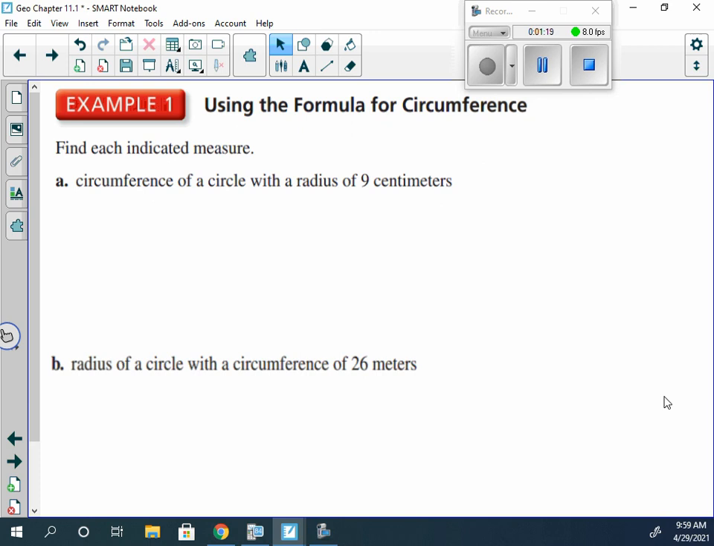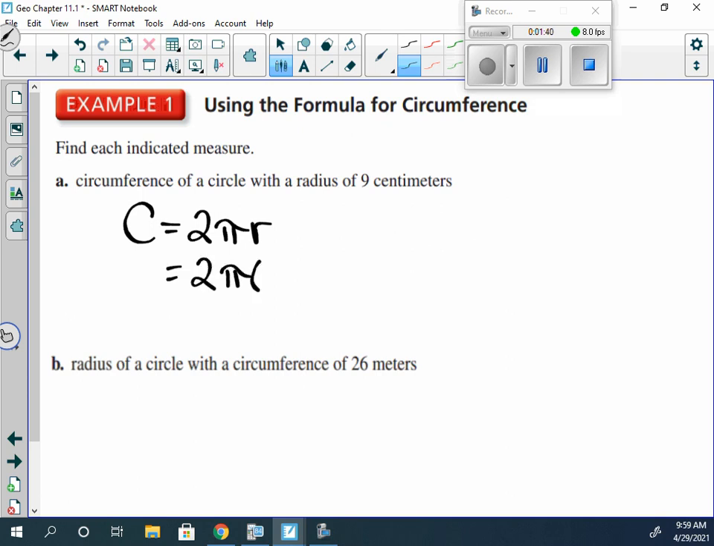In our first example, we want to find the circumference of a circle with a radius of 9 centimeters. So circumference is equal to 2 pi r. We're going to use the equation 2 pi r because it gave us the radius to start with. So we have 2 times pi times 9, filling in 9 for the radius. 2 times 9 is 18 pi, and with units, it'd be 18 pi centimeters. That would be the answer, because that's the circumference of the circle.